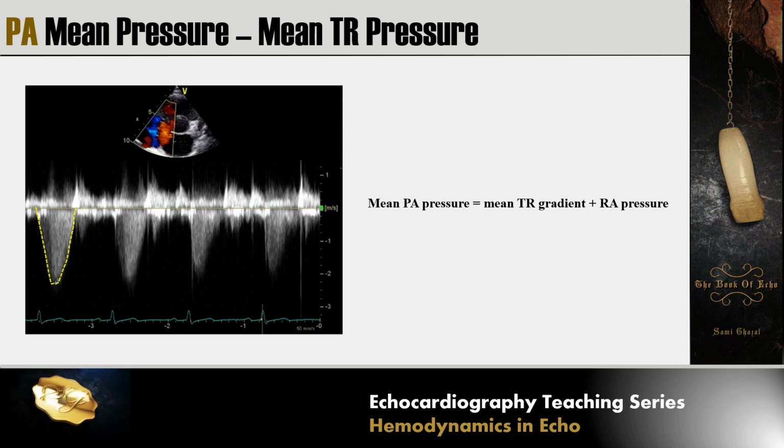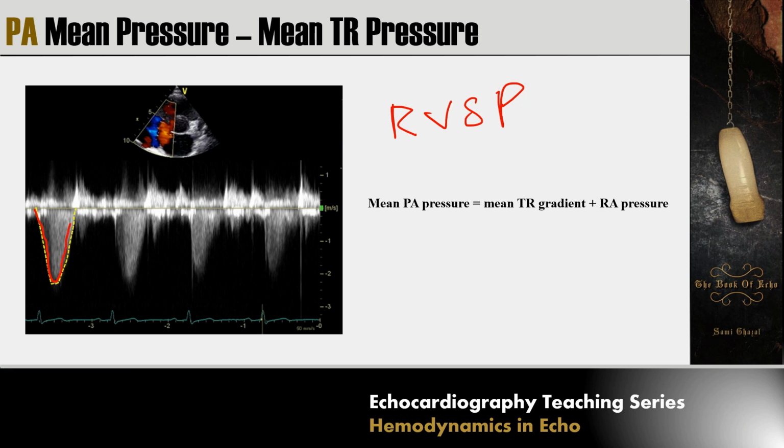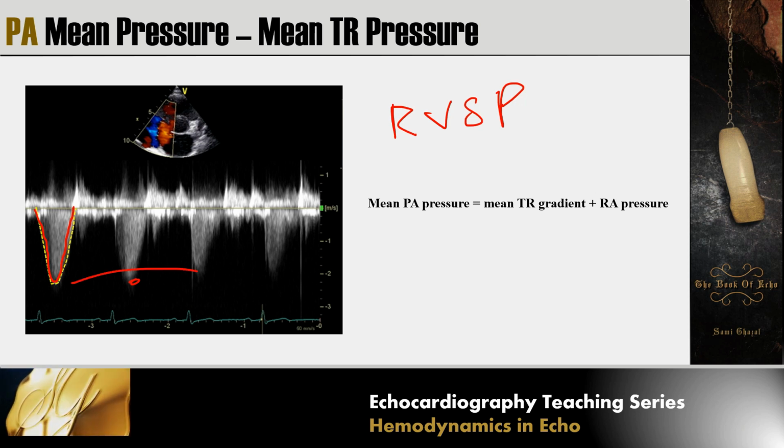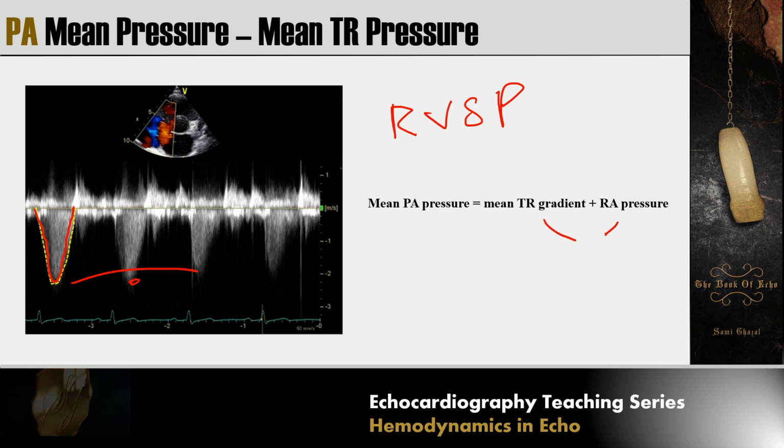The final method to measure pulmonary artery mean pressure is the mean tricuspid pressure. As we have seen before how to measure the RVSP, because it's the peak systolic pressure. Now if we trace the tricuspid regurgitation jet, and instead of having the peak, we trace it, we get the mean. And to that mean, we add the RA pressure. So the mean tricuspid regurgitation plus RA pressure gives us the mean pulmonary artery pressure.